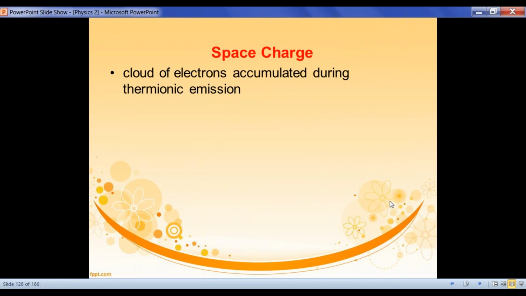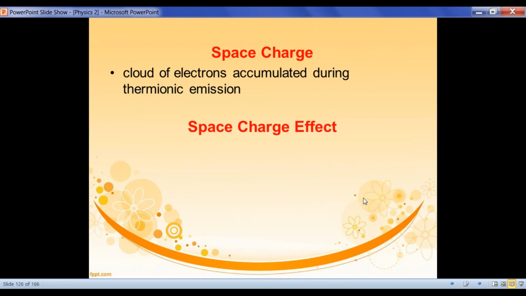So, dahil nag-init po yung ating filament, mag-iinit po siya ng electrons. Therm means heat, ion means charged particle. So, in our case, we have electron as a charged particle, and emission. So, emission of charged particle from a heated surface or from a heated filament.